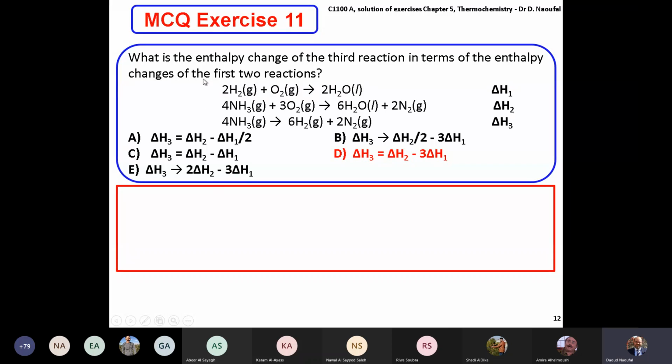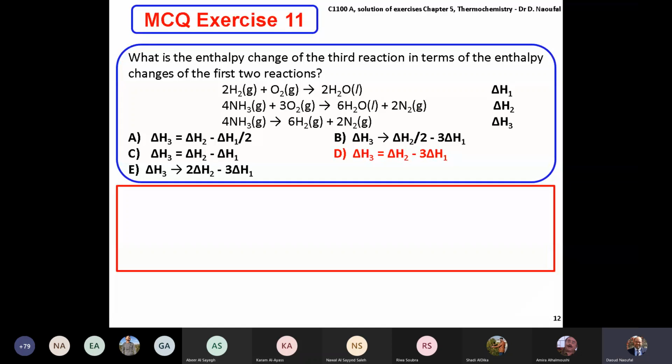Exercise 11. What is the enthalpy change of the third reaction in terms of the enthalpy change of the 2 given reactions? We have 2 given reactions. Reaction 1 has delta H1, reaction 2 has delta H2. We want to calculate delta H3 of the reaction 4 NH3 gas gives 6 H2 gas plus 2 N2 gas.